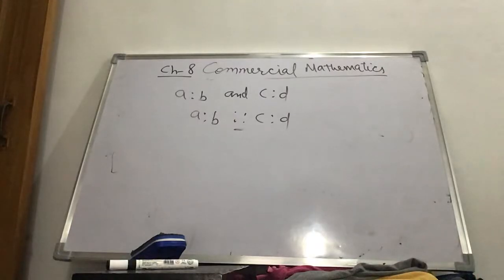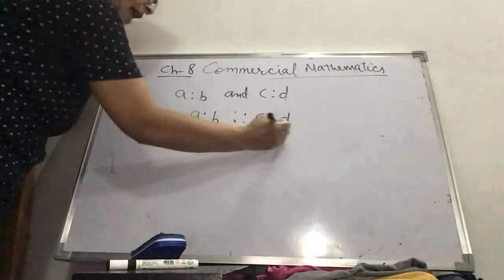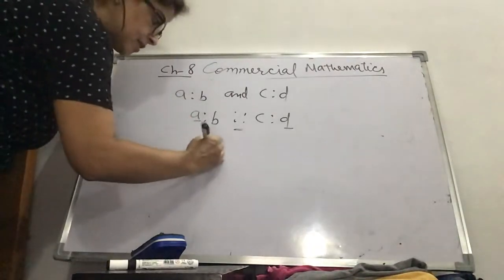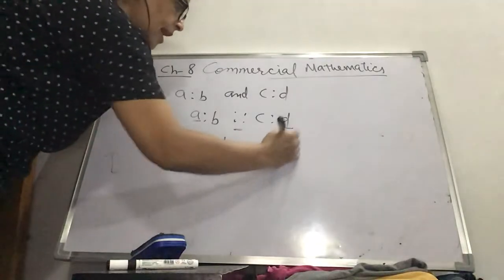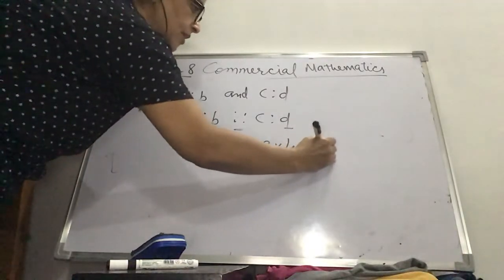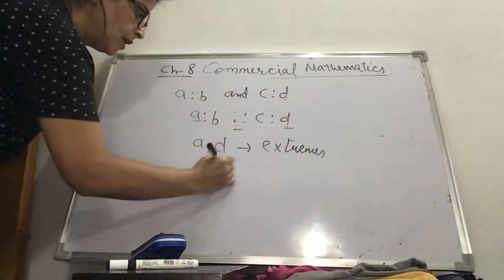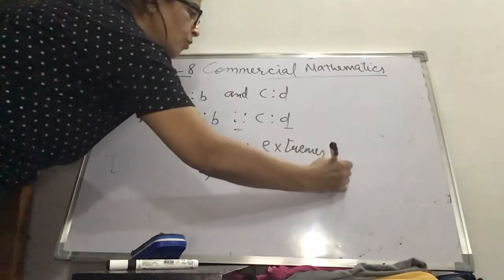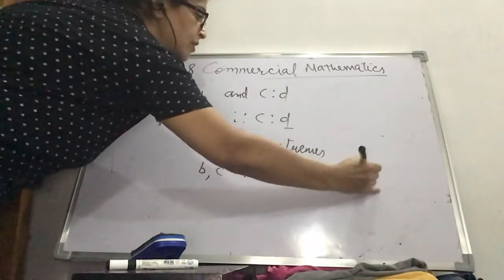The numbers A and D, the first term and the fourth term, are called extremes. And B and C are called means, or you can say middle terms. A and D are called extremes. B and C are called means, or middle terms.